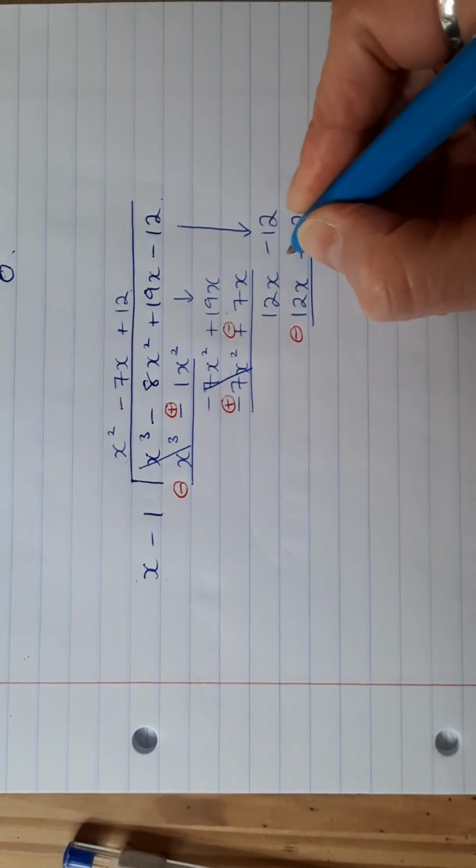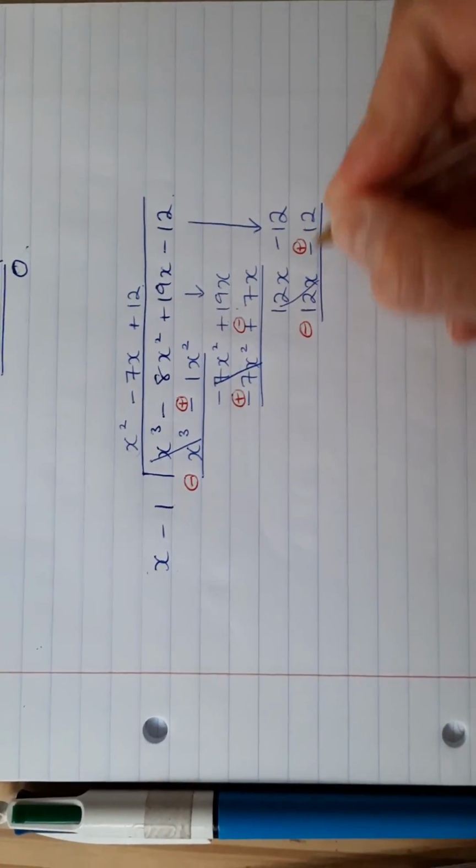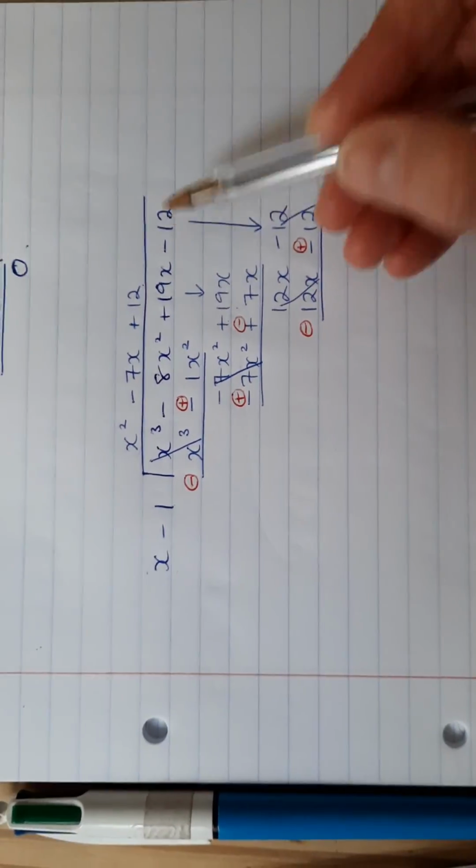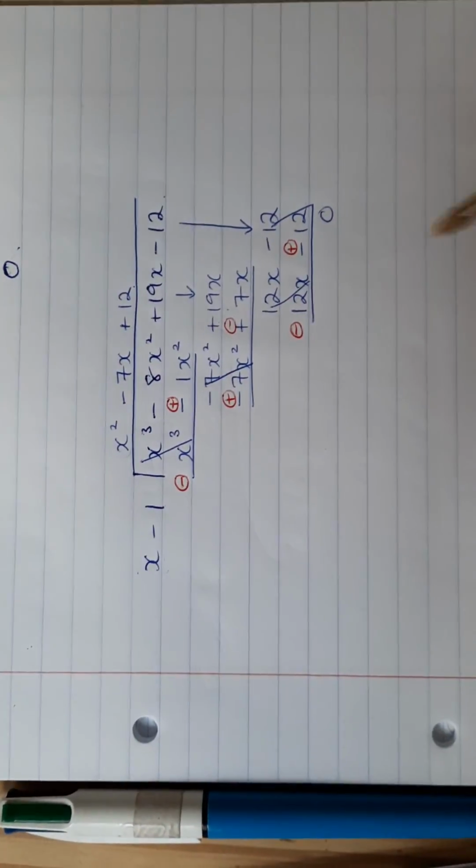And I know that that is definitely a factor. This is definitely a factor of this because this is divided in and left me with no remainder.